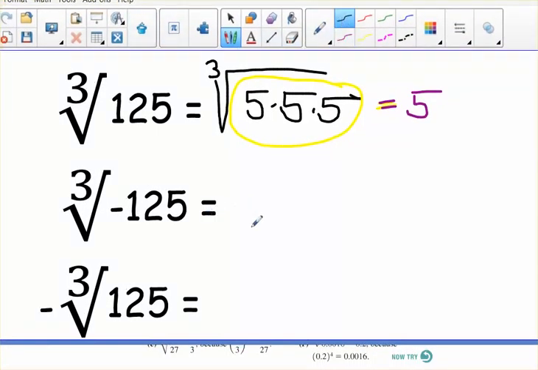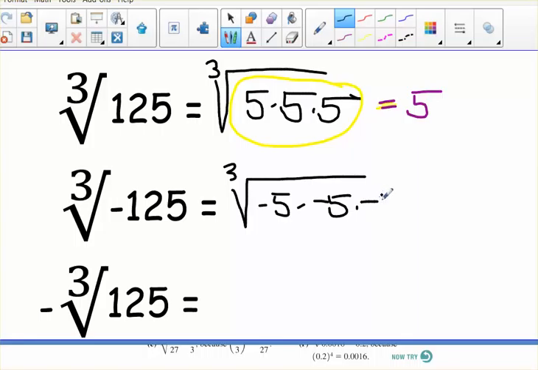Now, if we're looking at the cube root of negative 125, well, what do we do to find that? Well, that's, again, a triple, and it's going to be a triple of a negative 5 times a negative 5 times a negative 5, because a negative times a negative gives us a positive, and then again, a negative times a positive will give us a negative. So we do, again, have a triple. And so the triple that we have here is going to be negative 5.